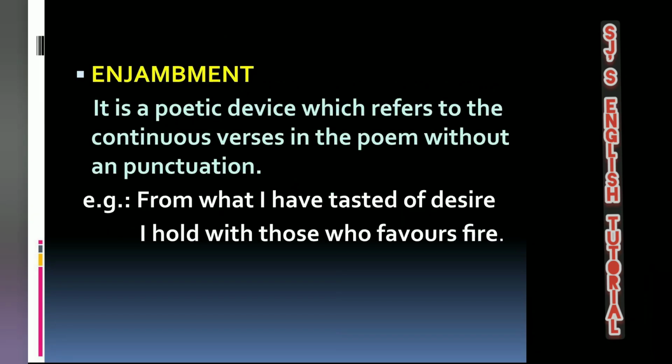Enjambment. It is a poetic device which refers to continuous verses in the poem without punctuation. You see here, from what I have tasted of desire, I hold with those who favor fire. The first line continues to the second line without any punctuation. So it is called enjambment.